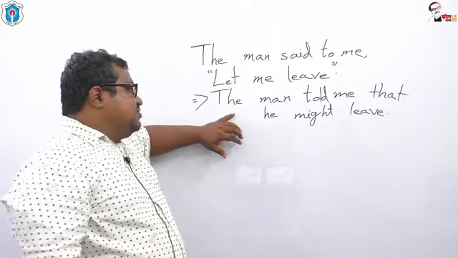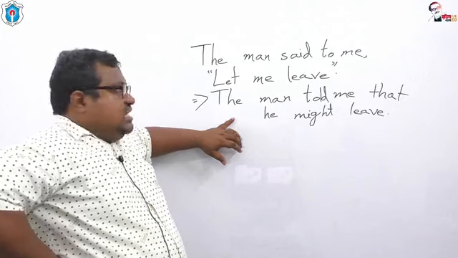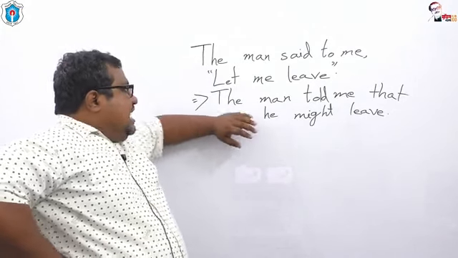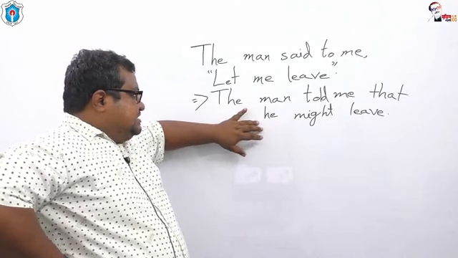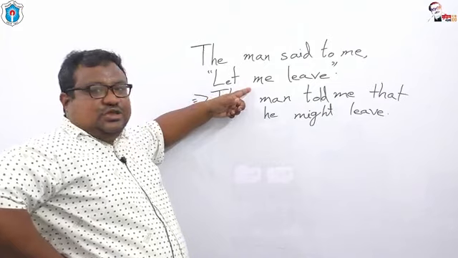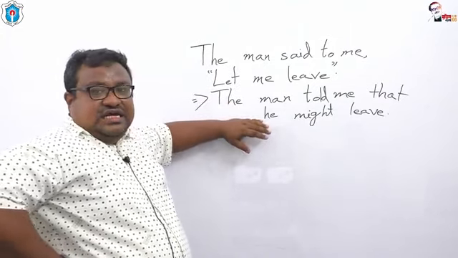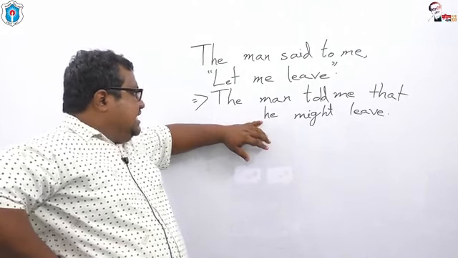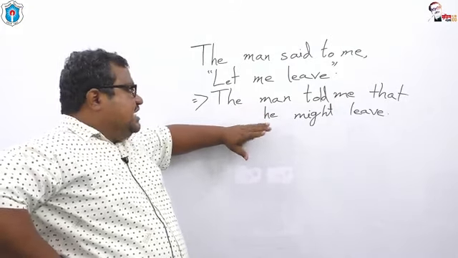Then the man told me, instead of the inverted comma, we are using that, and then we are using the subject. This me is actually referring to the man, third person. So we are using the subjective form of the third person here. We are using he because this he is actually referring to the man, that he might leave.